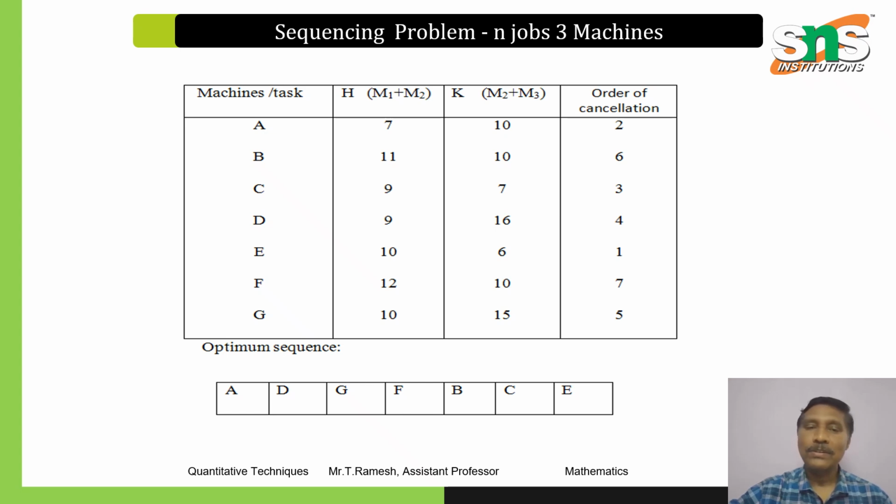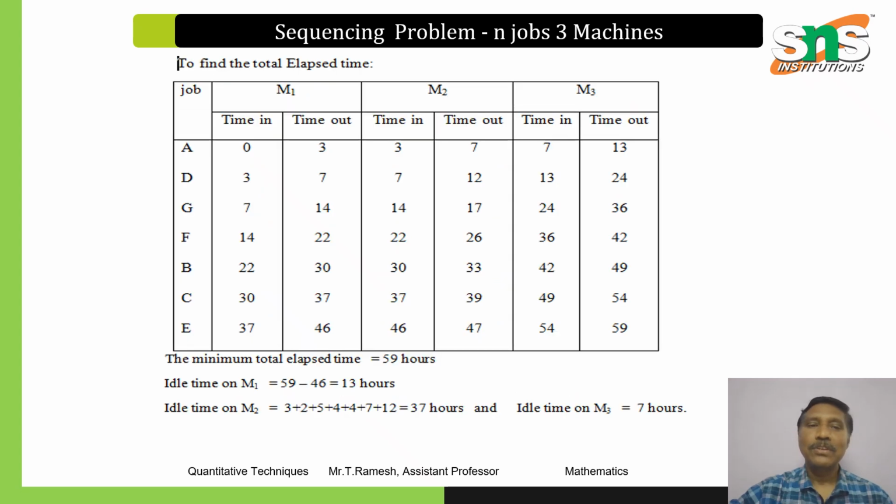Now we find the total elapsed time and the idle time of each machine. So first we put the job sequence A, D, G, F, B, C, E, and find the times. We start the work at 0 hours and assign the job on machine 1 from 0 hours, and it completes the work within 3 hours. So the time out on machine 1 is 3 hours.